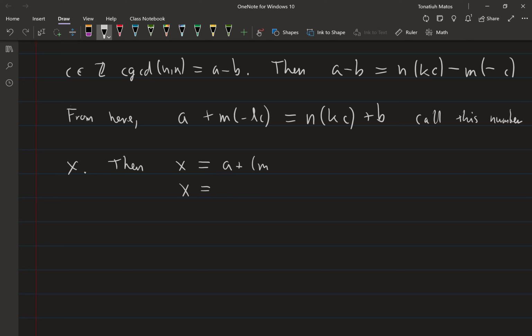So let's see if I can get this in order, more or less. Minus lc, and it is also equal to nkc plus b. If I reduce this mod m, the m part cancels out and I just get a. And if I reduce this mod n, the n part cancels out and I just get b. Oh, I'm done. x is indeed a solution to the system. So this feels a little bit like magic. And I think this is pretty cool, right?